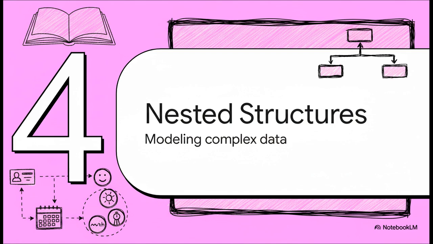So our student model is getting pretty good, but let's be real. The real world is messy. It's complex. A student has an ID and a name, sure, but what about their birthday? A date of birth isn't just one number. It has parts, right? A day, a month, a year. We need a way to model this kind of layered data.